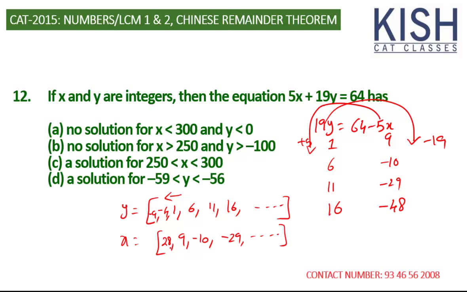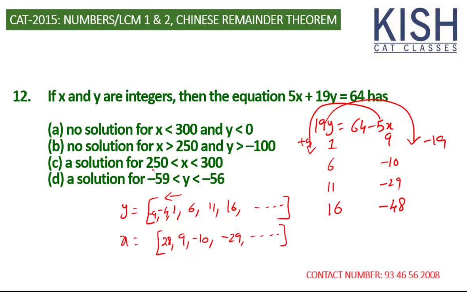X is greater than 250. That's going to be a huge number. That's going to be 9, 28, 28 plus 19 and so on. Now y is minus 100. There is a solution, because for y the difference is just 5, 5, 5, 5. X is just a huge number, so we can find a solution here. A solution for x between 250 and 300. There is always a solution because x differs only by 19, so we can find some number between 250 and 300.